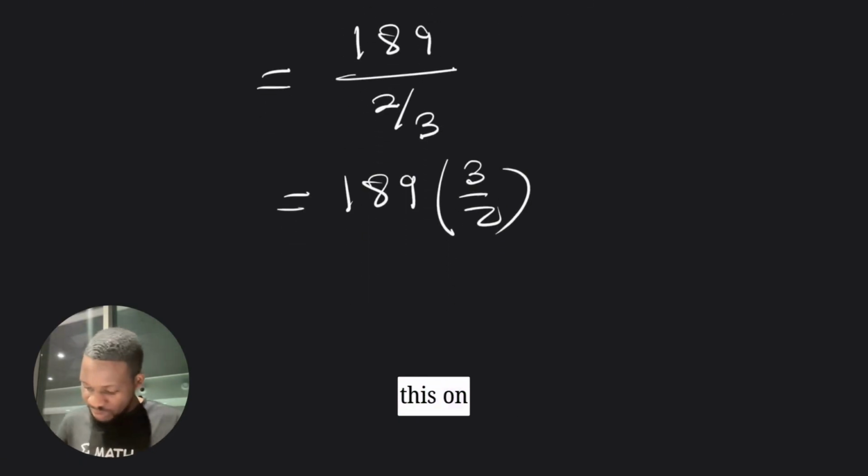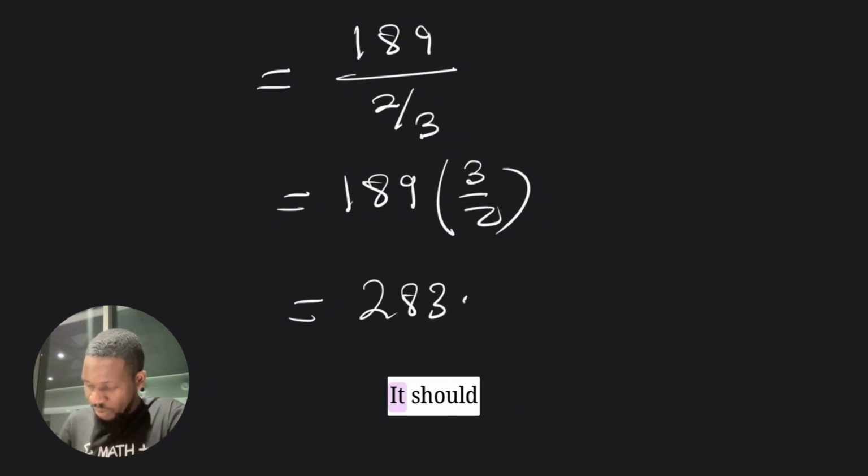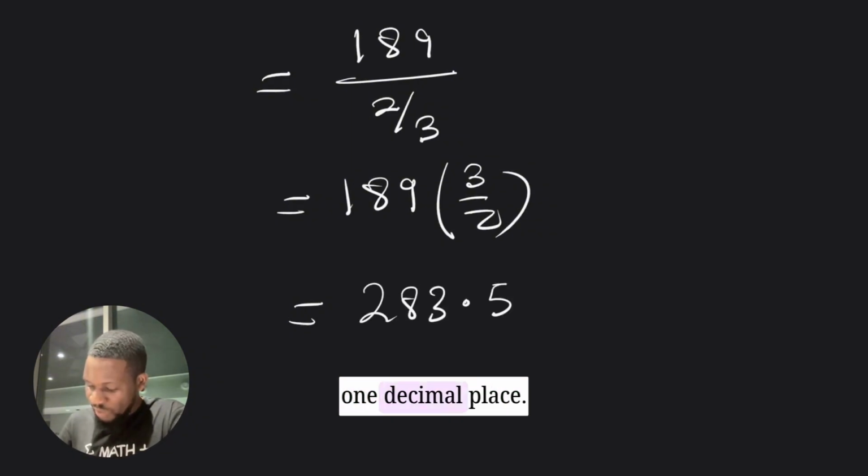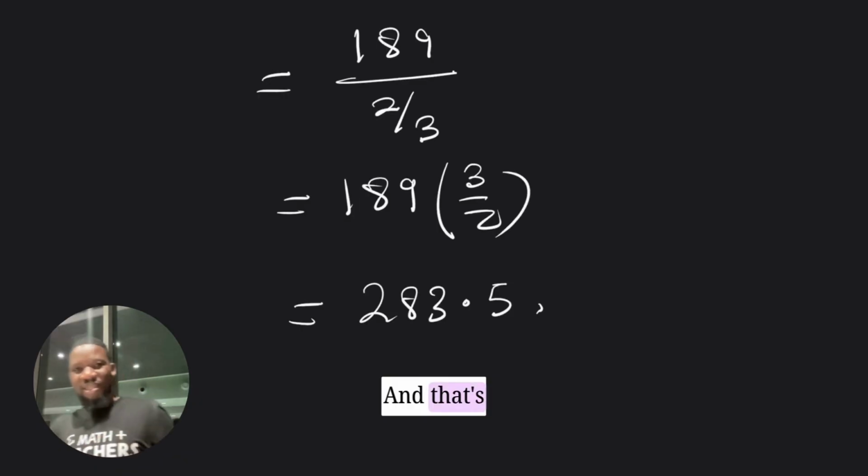Then you can just put this on a calculator and you should be able to find 283.5 to one decimal place. And that's how we solve this problem, right?